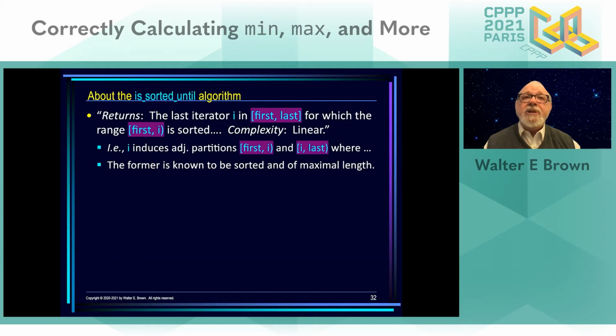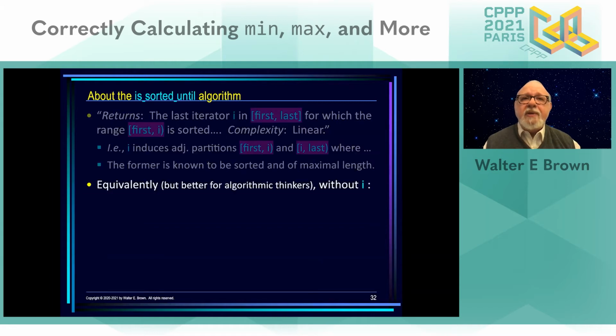Okay, so this is a restatement of the specification. And a while ago, I went and looked at several standard library implementations, and all the ones I looked at had some iterator I in their implementations. However, let me restate it in an equivalent way, without I, but in a manner that I think is better for those of us who think algorithmically, which I think is all of us.